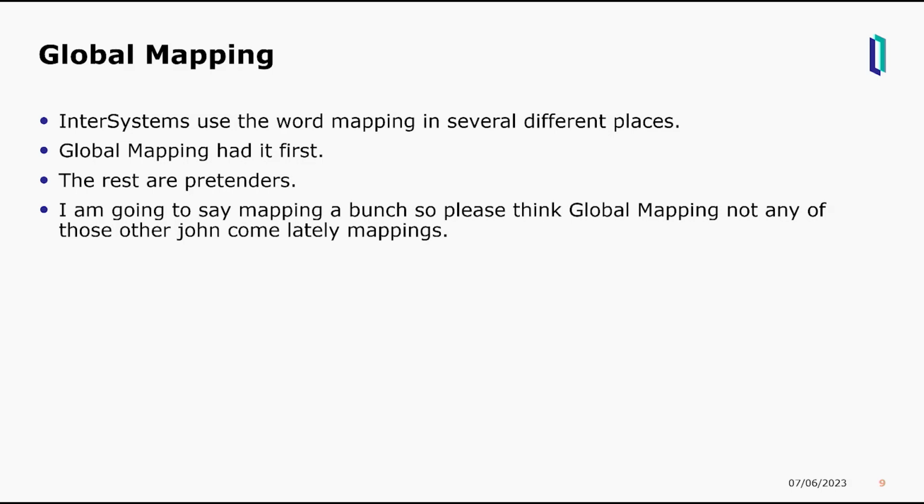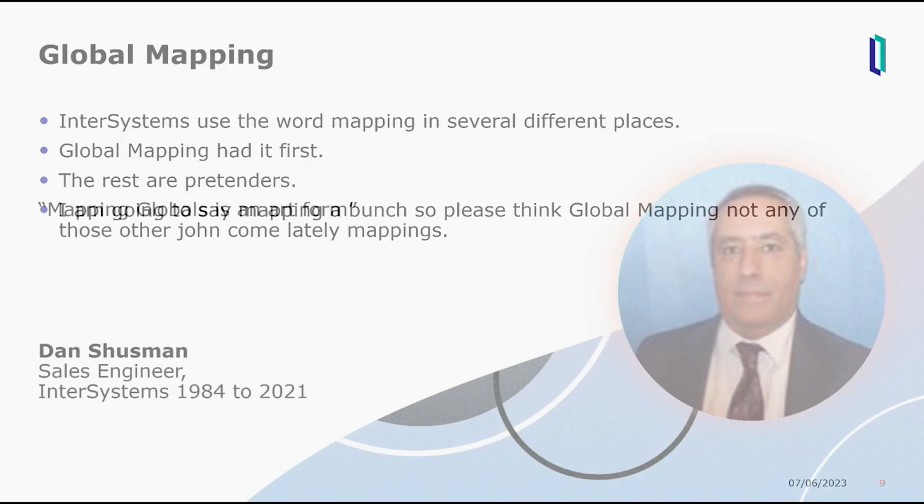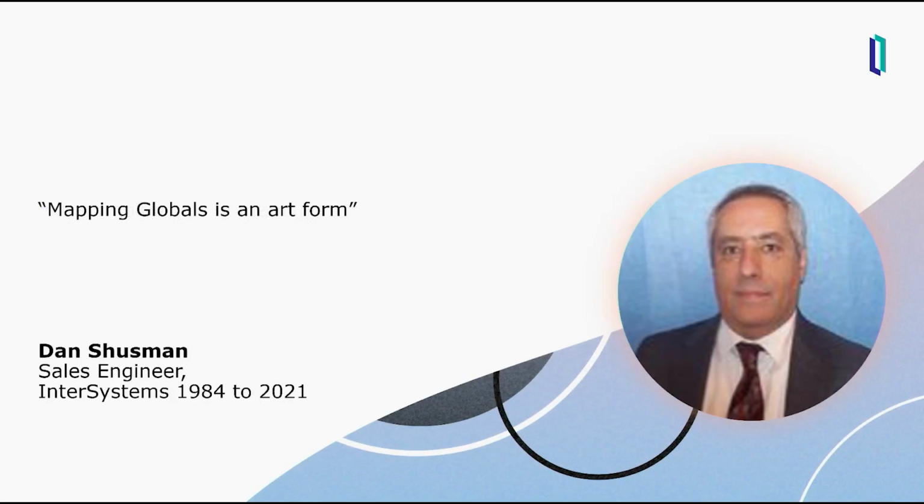So what we do is we define a map in the class that describes what the global looks like, so that the class can generate all the code to make it a table. I learned this from Dan Schussman. Dan Schussman was one of our original sales engineers, 1984 to 2021, hopefully enjoying his retirement. And Dan would always start his mapping classes with: mapping is an art form, okay? Especially if you're a new hire and you come in and they're like, we have these things where our data is stored and we heard you can create a table for it, figure it out and do it, right?